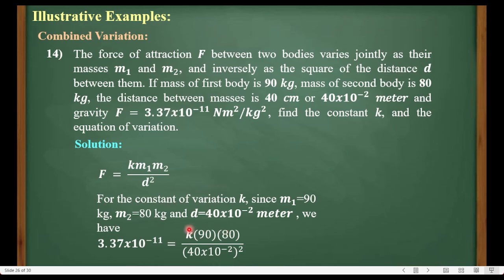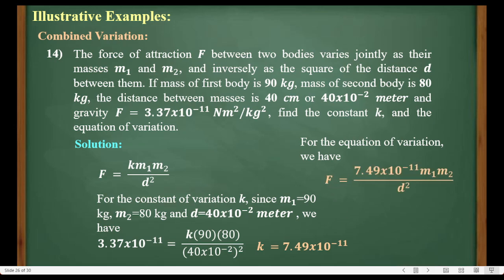Of course, you transform this equation solving for K, we have 7.49 times 10 to the negative 11. And for the equation of variation, we just simply go back to this translated equation, but when it comes to K, you replace it by this value. And the resulting equation would be: F is equal to K, which is 7.49 times 10 to the negative 11, m sub 1, m sub 2, all over d squared. And this is your answer.